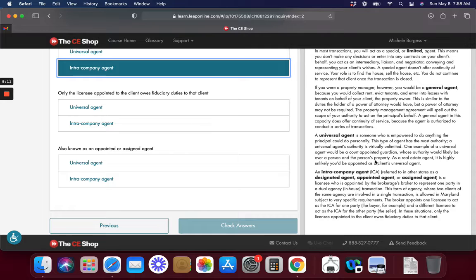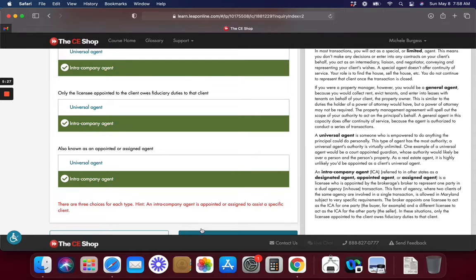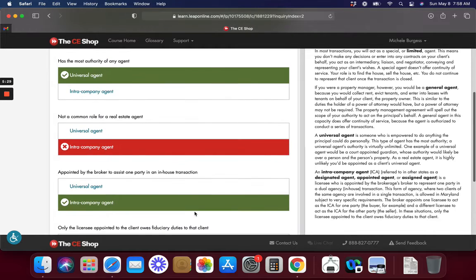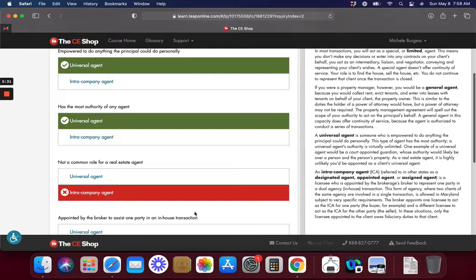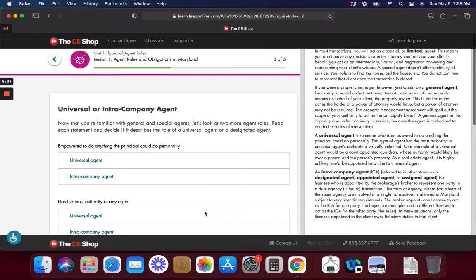Let me go back over here and look. All right, here it says, in these situations, only the licensee appointed to the client owes fiduciary duties to that client, also known as appointed or assigned. Okay, so this one here is not a common role. Okay, so let's try this again.